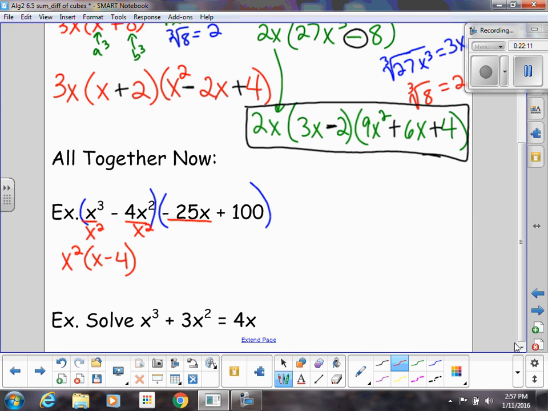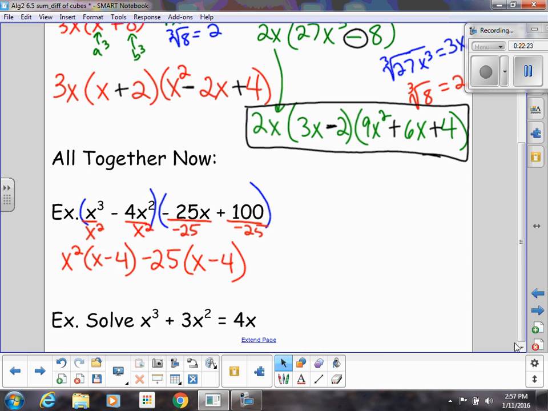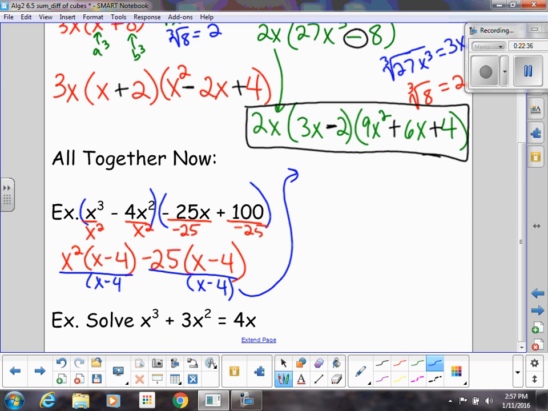Remember, if the first one's negative, you want to divide by a negative. So I can divide them both by 25. So I'm going to put 25 there. And then it leaves me with x minus 4. And remember, we want those parentheses to match, because that's what we're going to be dividing by next. That's our greatest common factor. So we're going to continue this up here. Since I'm dividing by x minus 4, I'm going to put x minus 4 in front. And then what's left over when I divide those out? Those cancel. I'm left with x squared minus 25.